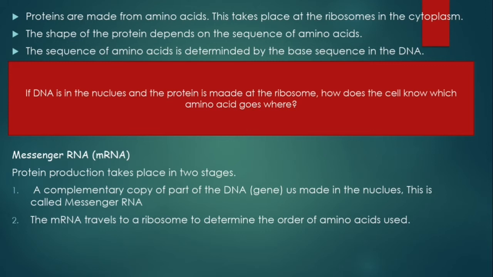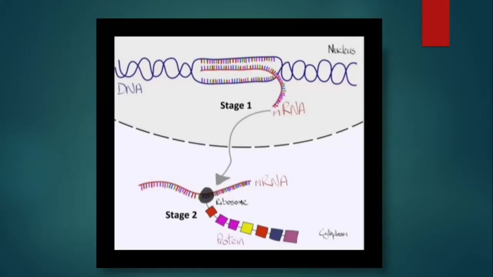But if we're speaking about messenger RNA, we're going to need to have a clear understanding of what a gene is. This photo here shows the stages. At the top, in stage 1, the complementary strand is taken from the DNA and makes its way out of the nucleus, which is the black dot, to stage 2. Then in stage 2, we can see that the messenger RNA is traveling to the ribosome to determine the order of amino acids.